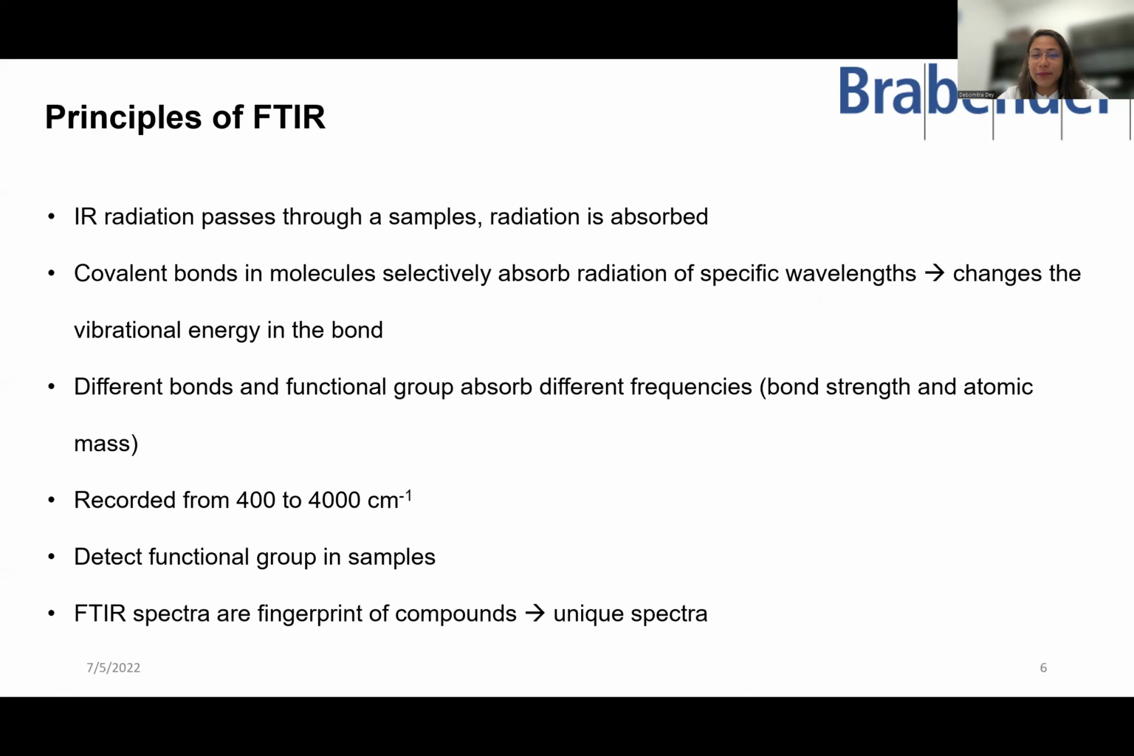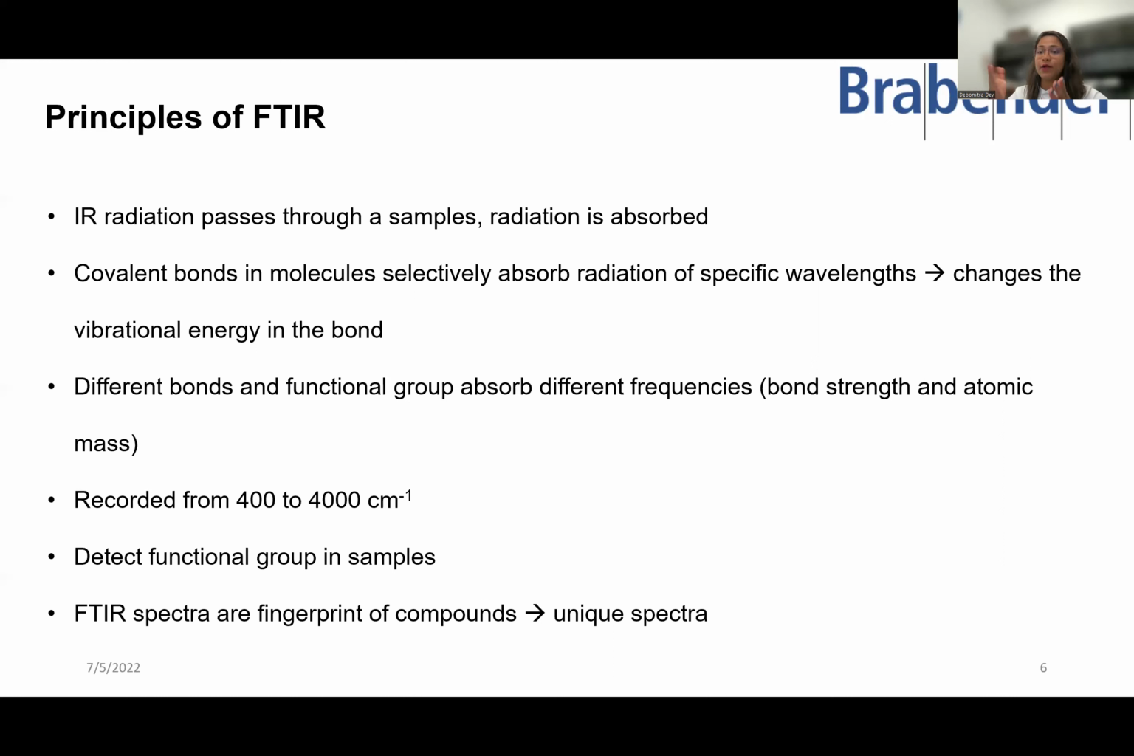So the main principle of FTIR is that the covalent bonds in the molecules selectively absorb the IR radiation of specific wavelengths, and that changes the vibrational energy in the bond. Another thing is that different bonds and functional groups absorb different frequencies based on their bond strength and atomic mass. So this is what differentiates a compound from another compound: this compound will only absorb IR at this wavelength, but another compound will absorb IR at a different wavelength.